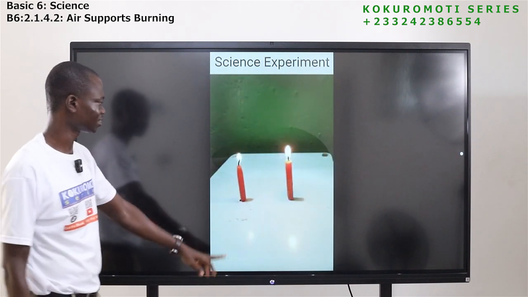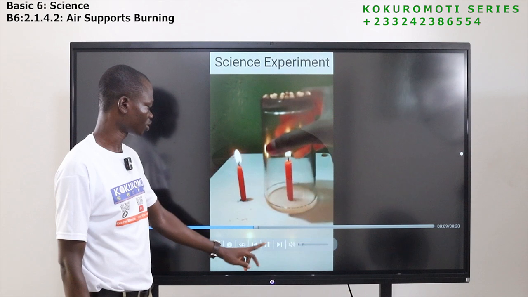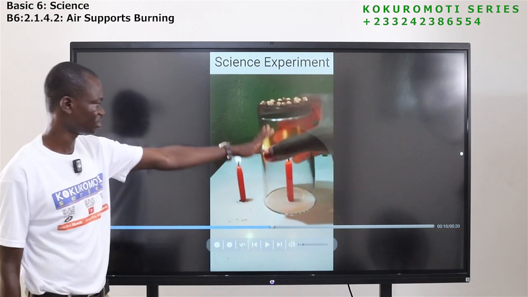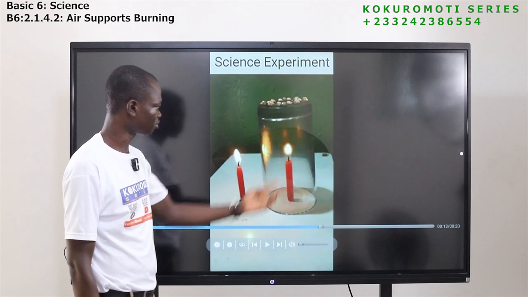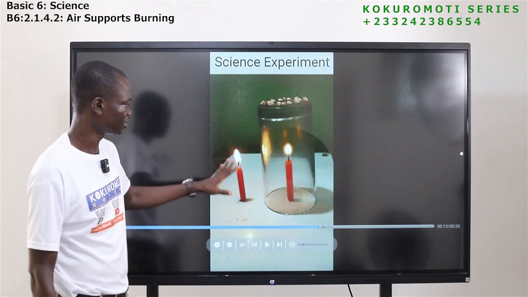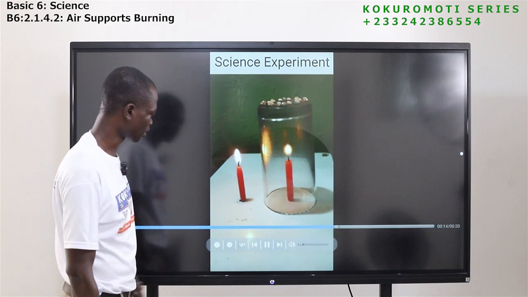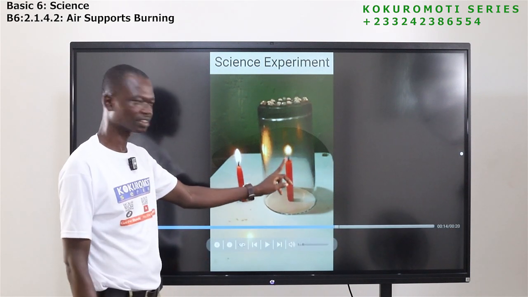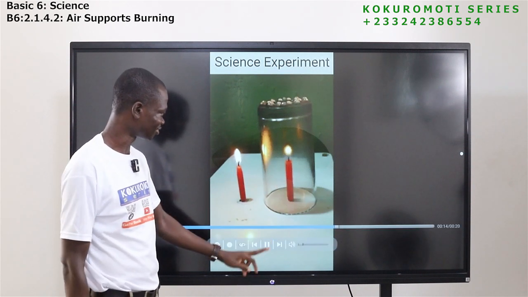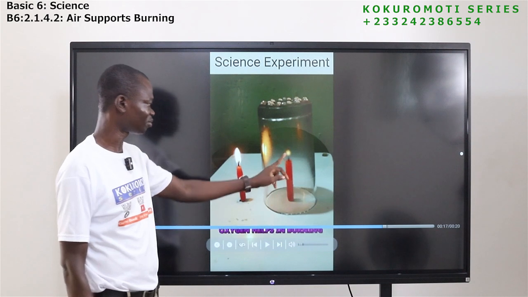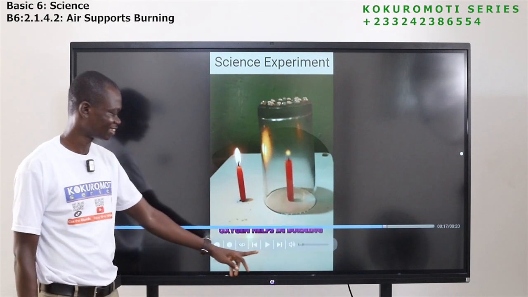So you see the 2 candles, they are now burning. We have covered the first one. Have you seen this one is covered? Let's continue. Now this is covered, this is not covered. They are all burning. Let's leave it and see what will happen. Now look at the flame here. Look at this one. You see this one is reducing. Let's continue. Now after some time, look at it. But this one is still burning.